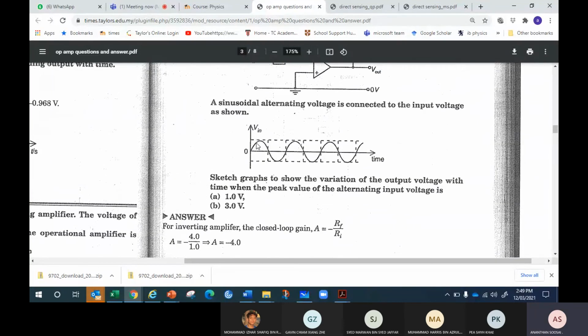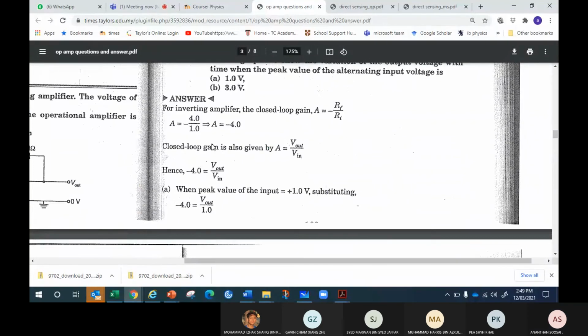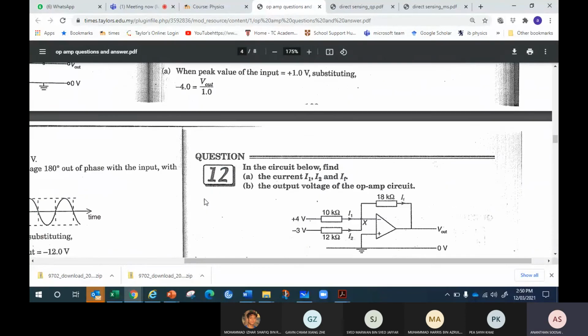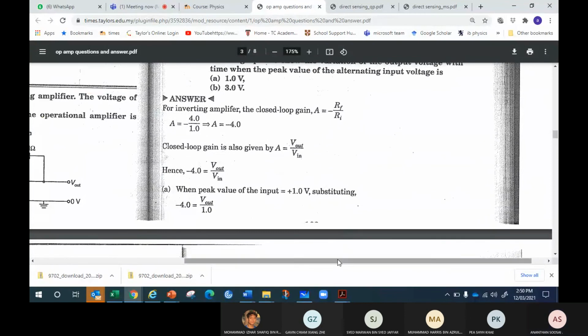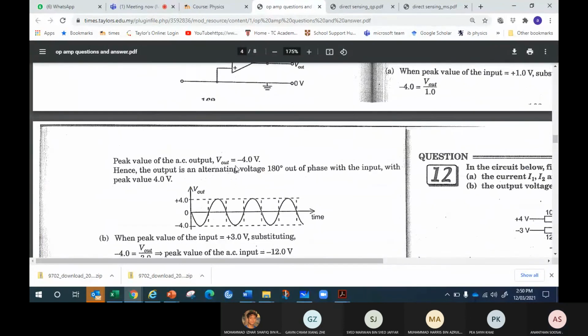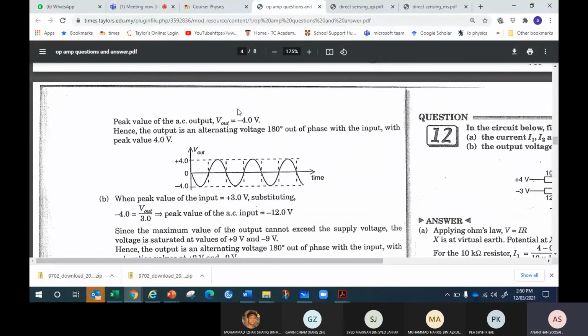So if the input is 1 volt, the output will be how much? The output will be 4 volt. If input is 1 and gain is -4, the output will be 4, and the peak value will be -4. So the graph is going to change and become a negative sine graph. The crest and trough will be -4 and +4. This is how the appearance is going to look like.